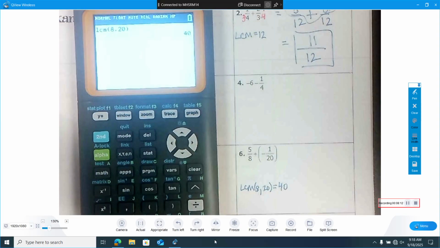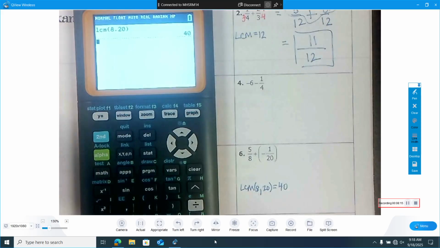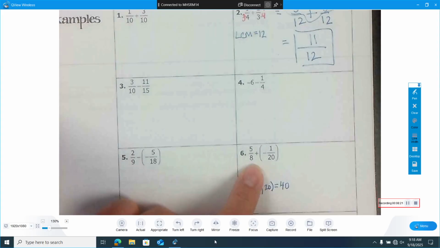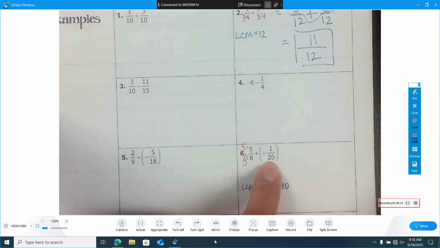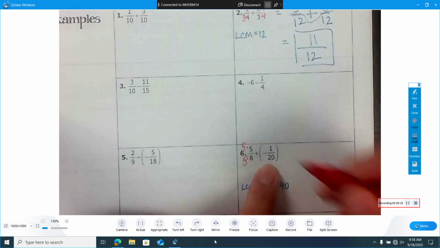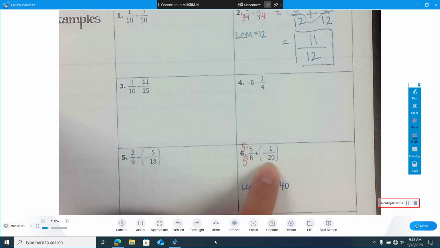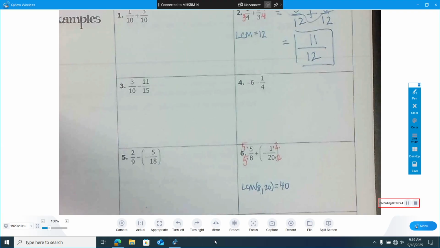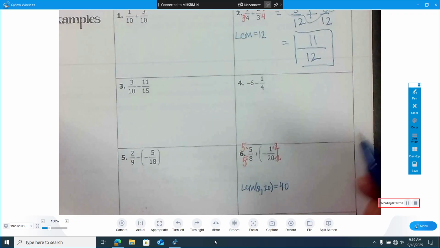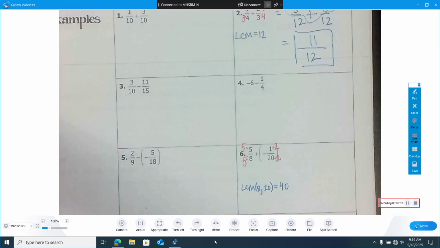Now that's pretty easy. But hopefully you knew that's the least common multiple. If you didn't, that's okay. Hey, we got a calculator for that. Now, I need to turn the 8 into the 40. What should we multiply by? 5. There we go. And I need to turn the 20 into a 40. What should we multiply by? 20 times 2 is 40.